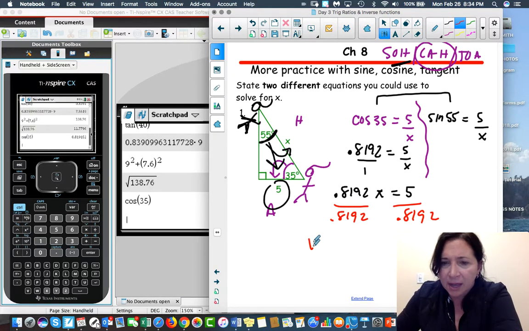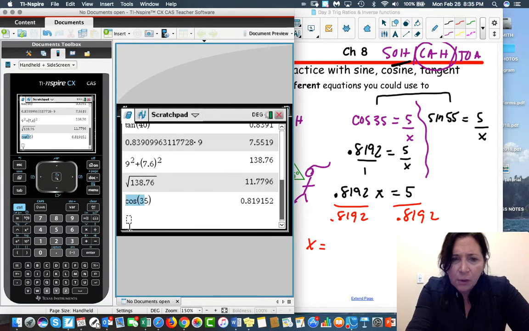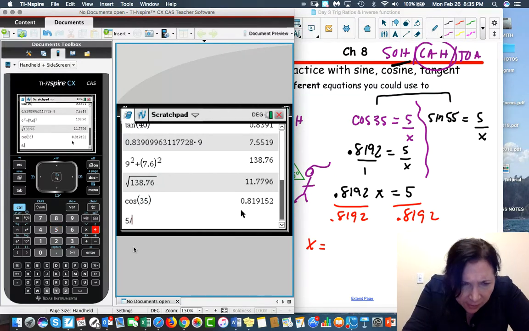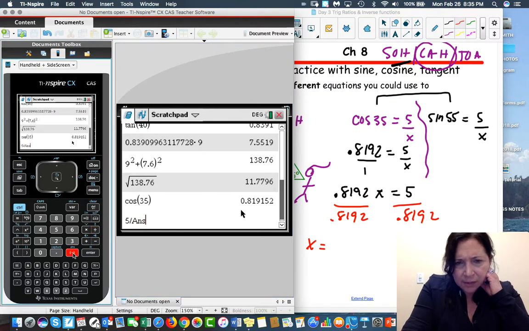And I'm going to get x is equal to that, 5 divided by 0.8192. I don't know what that is. Let's use our calculator. And so we're going to go 5 divided by the answer. Let's see if I can do that. I think that's what that says. Control answer. There it is.